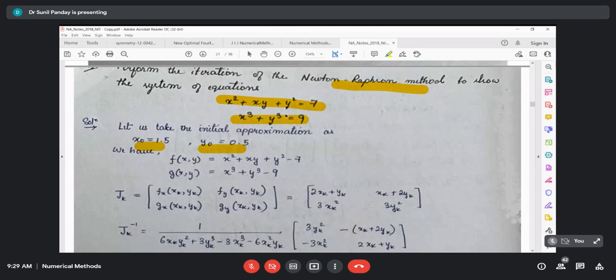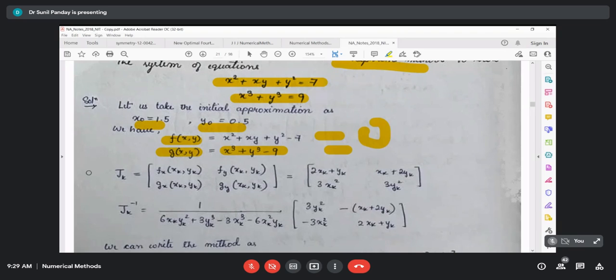You have to first identify what is f of x y. If you remember the method development procedure, f of x y equals 0. So we take everything to one side. If we take everything to the left side, x square plus x y plus y square minus 7 equals 0 becomes our f of x y. Similarly, x cube plus y cube minus 9 is g of x y.